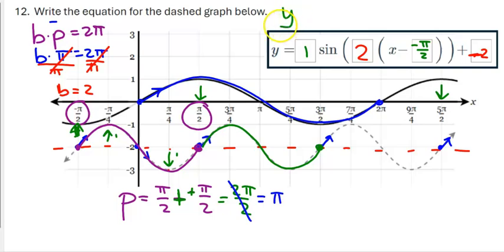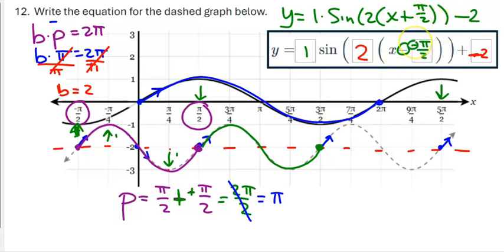So the final equation here is y is equal to 1 times the sine of 2 times x plus pi over 2, minus 2. There's a double negative here. We know that makes an addition of a positive.